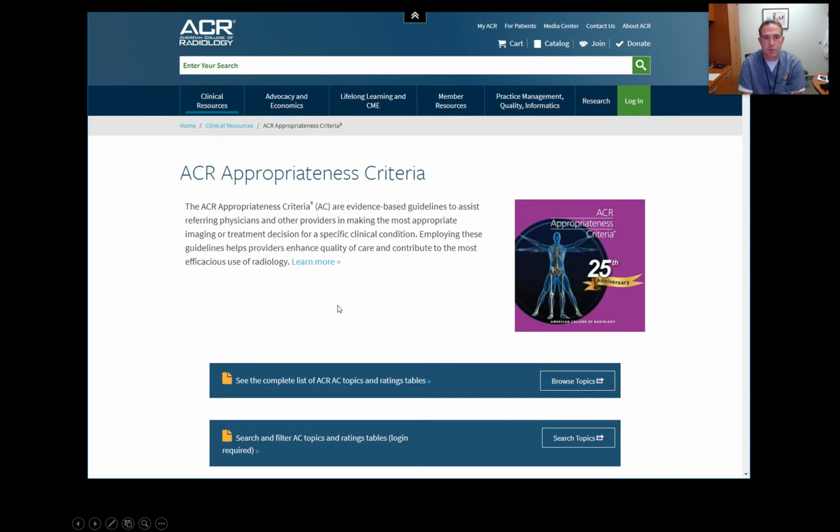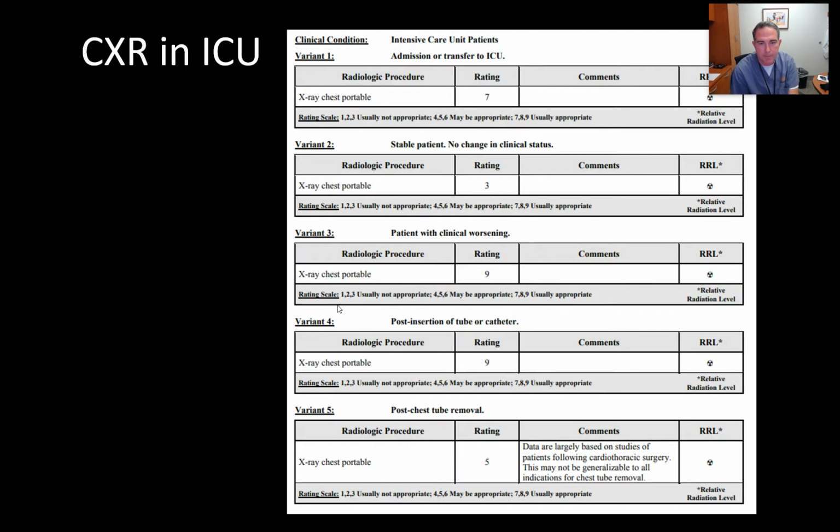Wanted to quickly just introduce ACR appropriateness criteria. Arun talked about this the other day at one of his quality meetings. Important thing to know about is about 200 articles about every topic: headache in the ED, abdominal pain, chest pain, about what imaging is most appropriate in what context. Also, there's a nice summary of the topic and imaging in each of these documents. This one was for ICU, chest x-rays in the ICU.